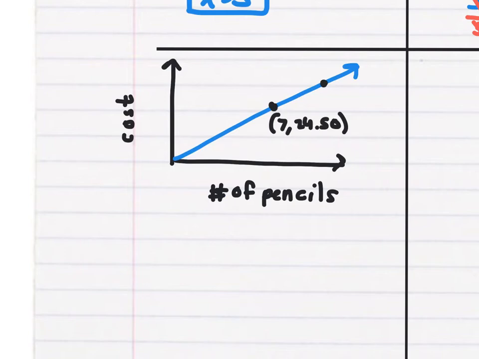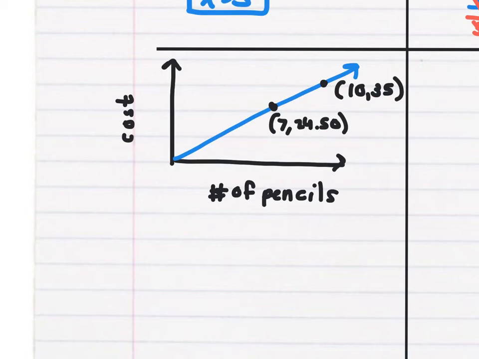Okay? And then let's put another dot a little bit higher. We're going to say that point right there is (10, 35). Put them in parentheses. So here the 7, the first number, is going to be the number of pencils, because that's the X, and then 24.50, that's the Y. That's the cost. So how much it costs for 7 pencils. And here (10, 35) means it's 10 pencils, and this would be $35.